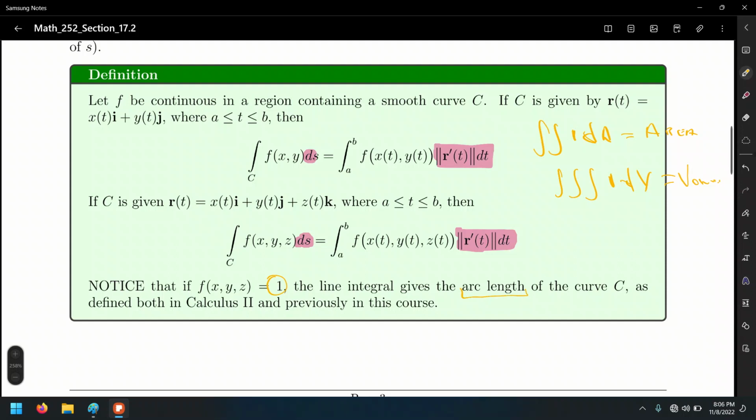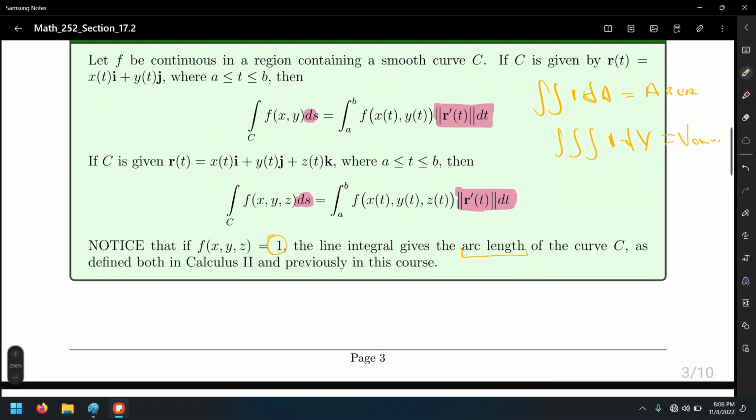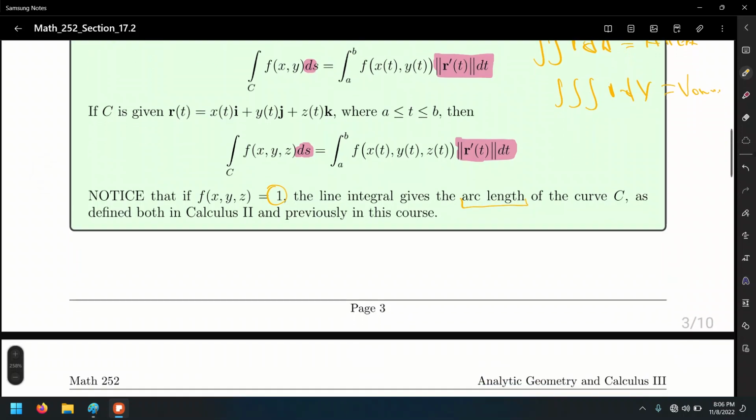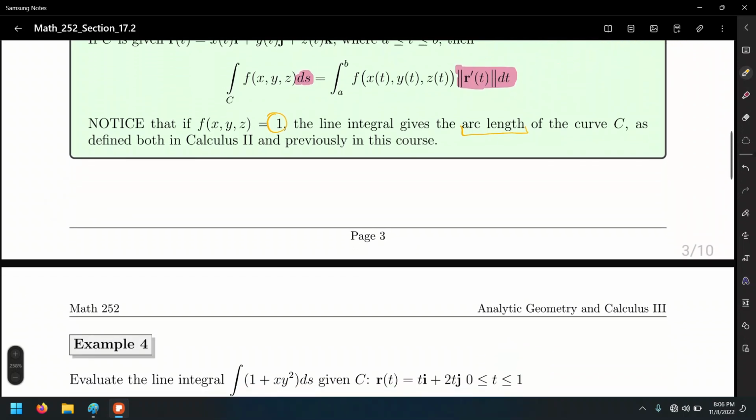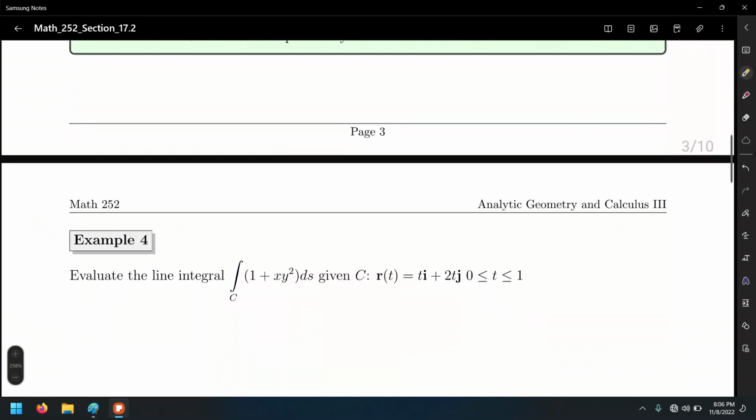Otherwise, if that integrand is something other than just 1, a function of t, we're going to have a physical interpretation of this later in the section, but I can actually spoil a little bit. It has to do with the work done by some force in moving a particle from the point A to B along the path defined by C. So we're going to look into that later. In the meantime, let's evaluate some integrals.